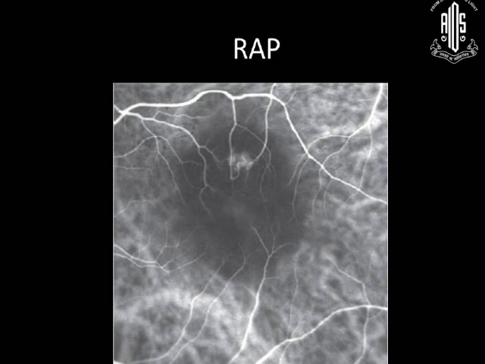RAP, where there is a small leash of blood vessels which will grow later on, and you can see a patch where, at the end of a small capillary, there is a pooling of the dye.